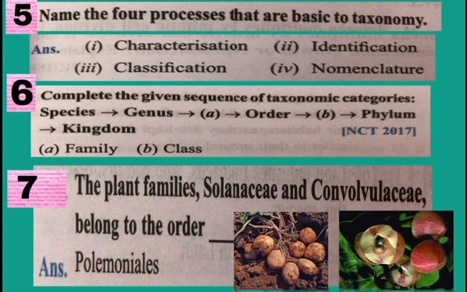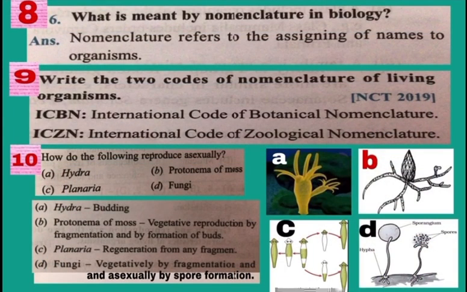Question number 7. The plant families Solanaceae and Convolvulaceae belong to order dash. These two families come under order Polemoniales. So you can see here families group together and form an order. Clear? Come to question number 8. What is meant by nomenclature in biology? Answer is, nomenclature refers to giving biological names to organisms.